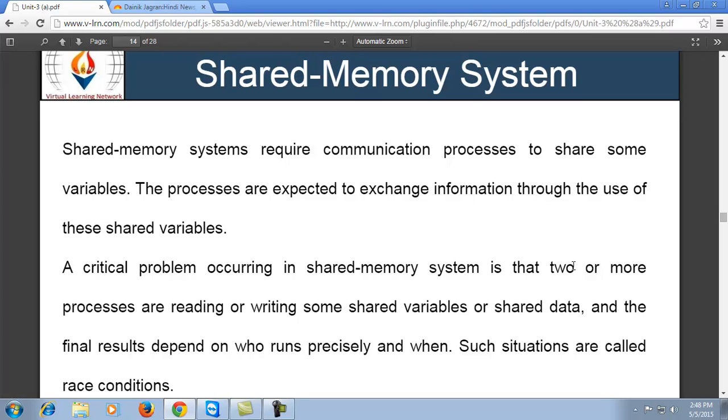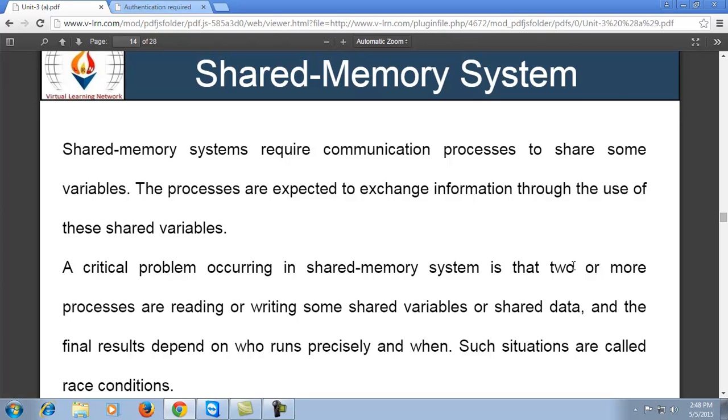A shared memory system requires communicating processes to share some variables. The processes are expected to exchange information through the use of these shared variables. For example, if we are mailing some data, listening to some song from the same memory, and attaching some files from the same memory for sending an email, this is a kind of sharing of memory between two or more than two processes. You can do the same thing for achieving the shared memory process.